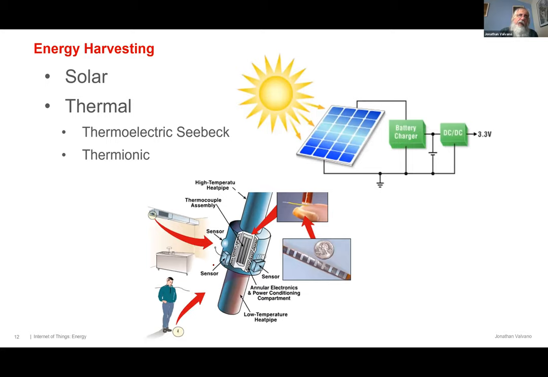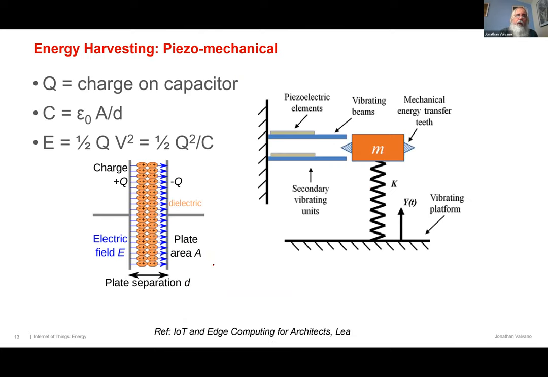Not going to talk much about solar or thermal, mostly because I don't really know how they work. But solar is good if you're outside, obviously. Thermal is okay if you're in an industrial plant and you've got some sort of high temperature gradient built into the system, you can harvest power from thermal. We are going to talk about capacitors.